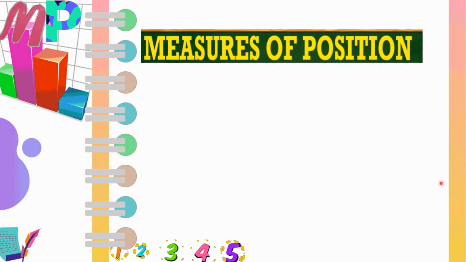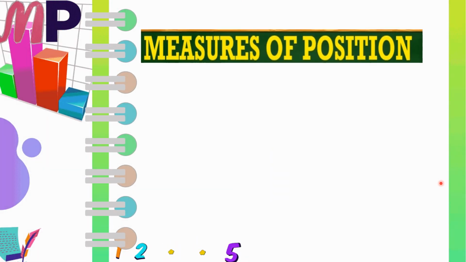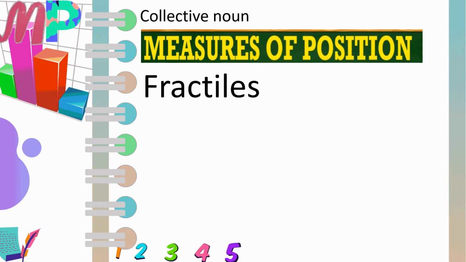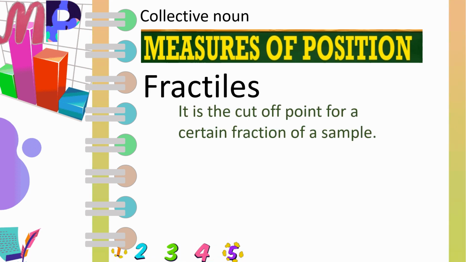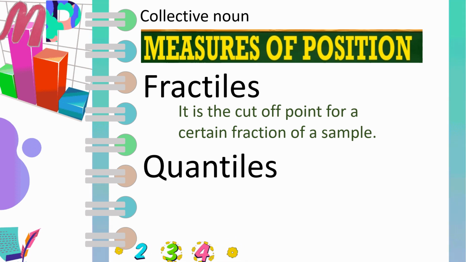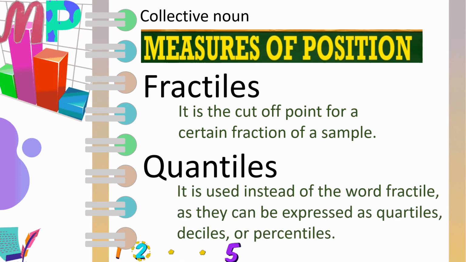There is a collective noun for the measures of position. This is what we call fractiles. Fractiles means the cut-off point for a certain fraction of a sample. Another term is quantiles. It is used instead of the word fractile, as they can be expressed as quartiles, deciles, or percentiles.